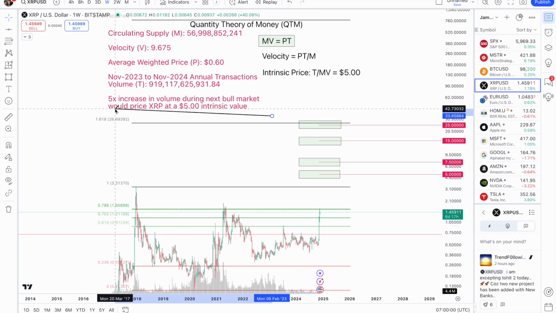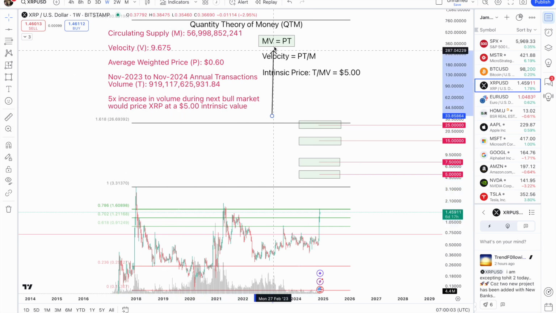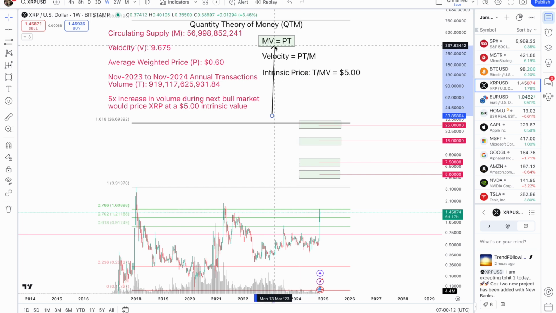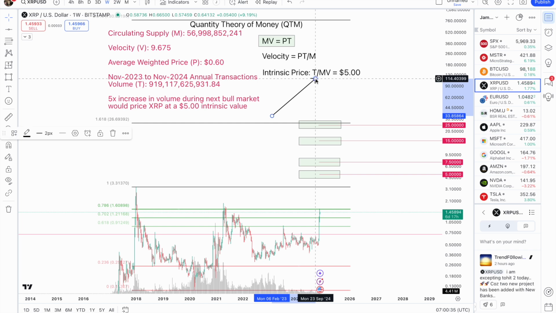So with a 400% increase, which is 5x from here, when we plug that into the calculation and manipulate it to get the intrinsic price, the intrinsic value, you have P equal to T divided by M multiplied by V. You may be wondering, why isn't it MV over T? That's because if it's MV over T and you increase T, which is the demand, the price actually goes down. That works in the monetary theory way when you're looking at countries, but with crypto it's different because increased demand is actually going to raise the price of the cryptocurrency.